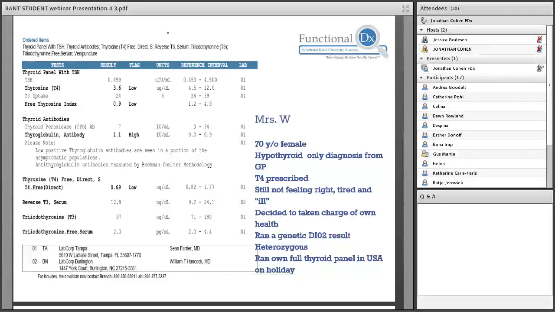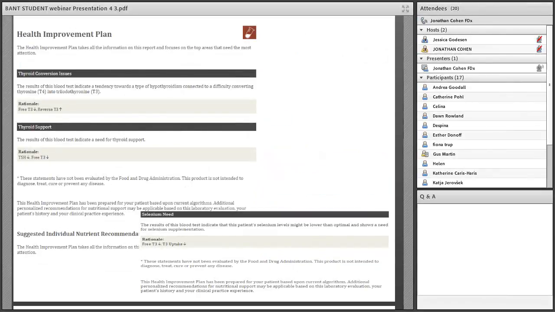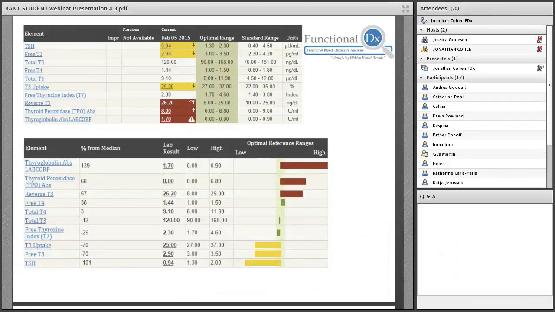And so she went and had a full panel done in America. And the panel showed that she had a thyroid conversion issue, so the DIO2 was not converting properly. She needed thyroid support. She needed selenium. Her report showed her TSH as low, which is not surprising. She's on thyroxine. Her T3 levels are low. Her T3 uptake levels are low. Her reverse T3 is just elevated. So this is just not working for her. And what had never been tested for her in all this time were her antibodies. She was showing an autoimmune thyroid condition.